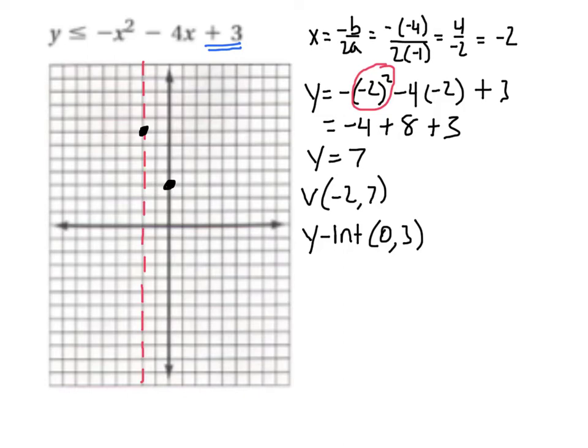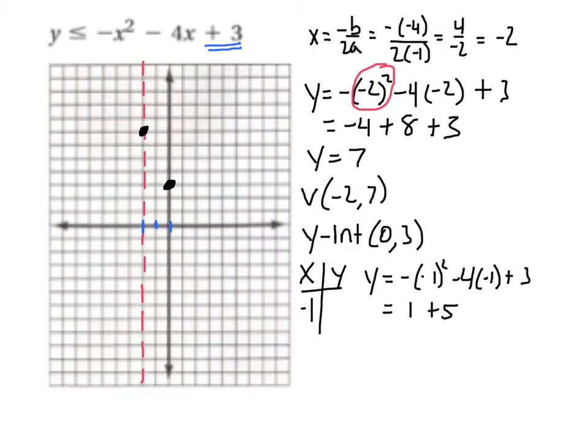We need one more point to be able to graph this. Notice that we have a point with an x-coordinate of negative 2. We have a point with the x-coordinate of 0. Split the difference. Go with an x-coordinate of negative 1. So when x is negative 1, y equals negative 1 squared minus 4 times negative 1 plus 3. Gives us negative 1 plus 5 plus 3.